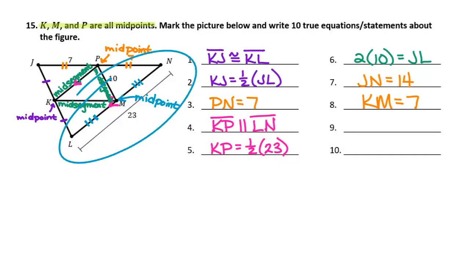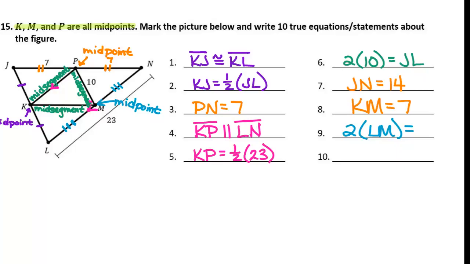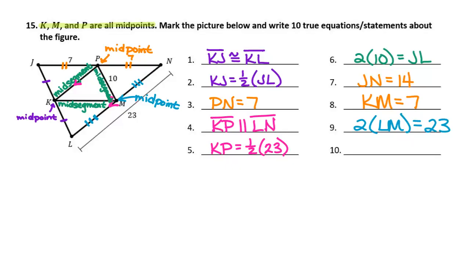Let's look down here. If I had 2 segments the size of LM, two times LM equals 23. LN is equal to 23. You could write down LN equals 23, yes. But 2 times LM would be equal to 23. Who can come up with one more statement that we could make about this? What's one more thing we could say?